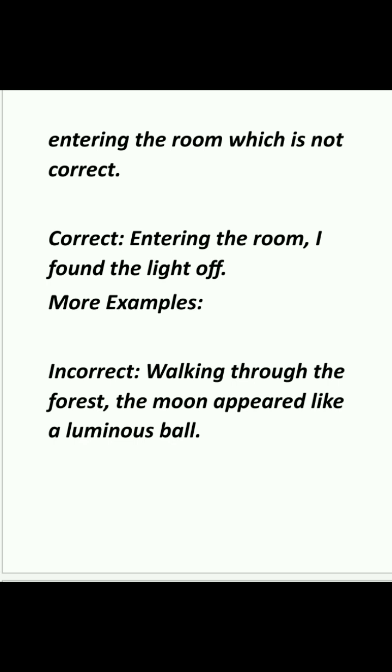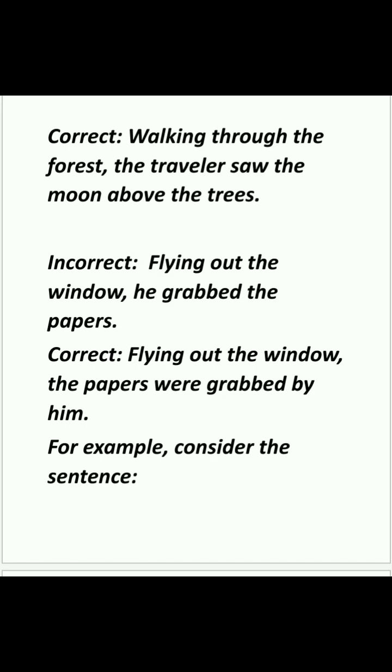Walking through the forest, the moon appeared like a luminous ball. The word walking is modifying moon, but the word that it is supposed to modify is not present. Correction: Walking through the forest, the traveler saw the moon above the tree. This is a correct sentence.